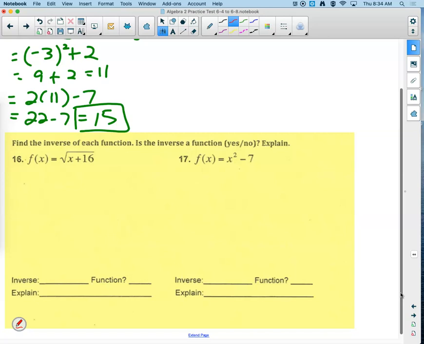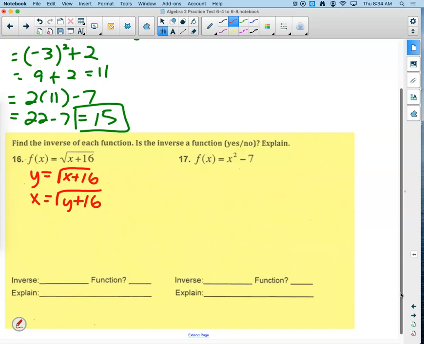Come on, you know this. Step 1. Change the y and the x. Right now it doesn't have a y, but we know that f of x is the same thing as y. So you switch the x and the y, and then what do we do? We got to get y by itself, exactly.